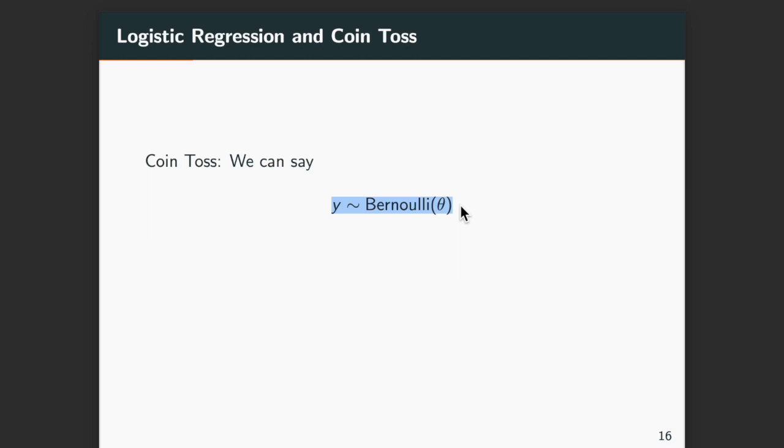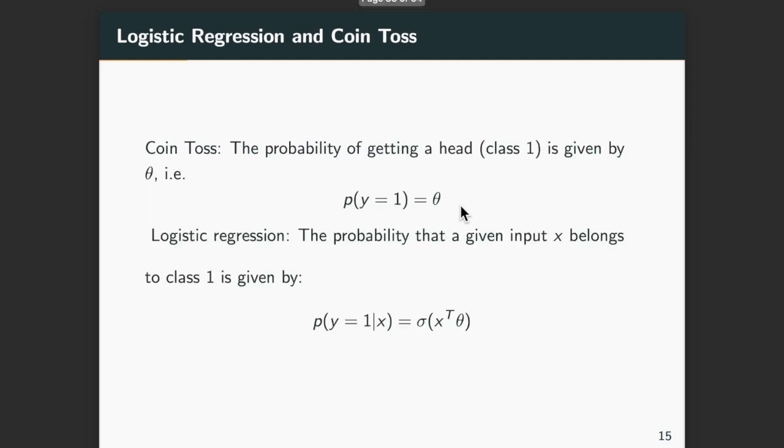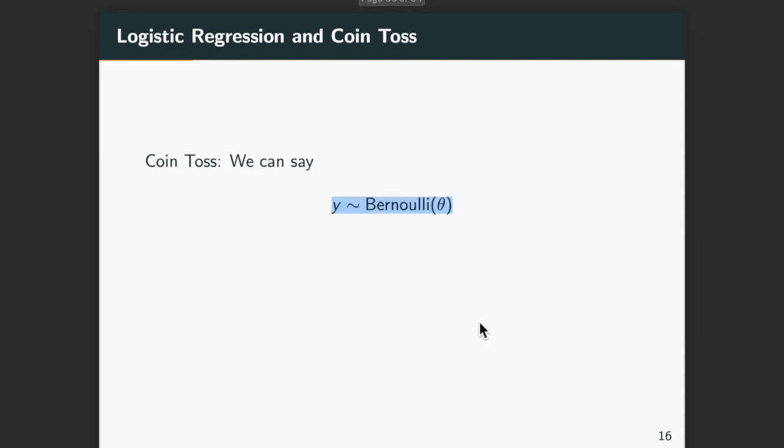What can we now write about logistic regression? Here probability of y equal to 1 given x was sigmoid of x transpose theta. So what can we write for logistic regression? Y is what? Ritik. No. I just want it about the variable y, exactly similar to this expression. Bernoulli of sigmoid of x transpose theta, right?